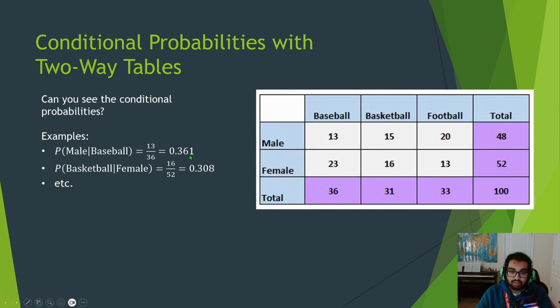Let's see. What's the probability that you are male given that you like baseball? Well, we can just take a look at all the people who like baseball because we know that already happened, and we see what's the probability that they're male. It looks like it's 13 out of 36, because out of the 36 people who like baseball, 13 of them are male. So that's 0.361. Let's do this again. Probability that you like basketball given that you are a female. We take a look at all of the females, which is 52, and we see how many of them like basketball, which is 16. So 16 out of 52 is 0.308.